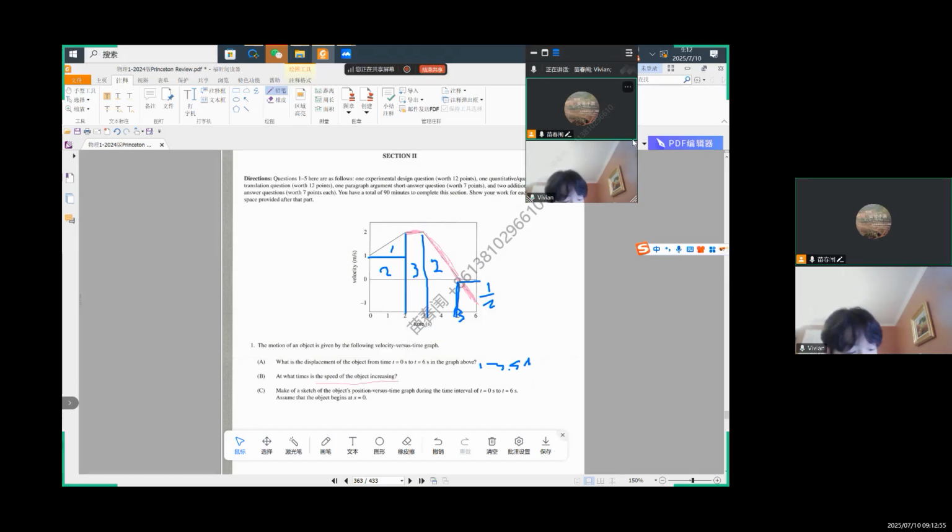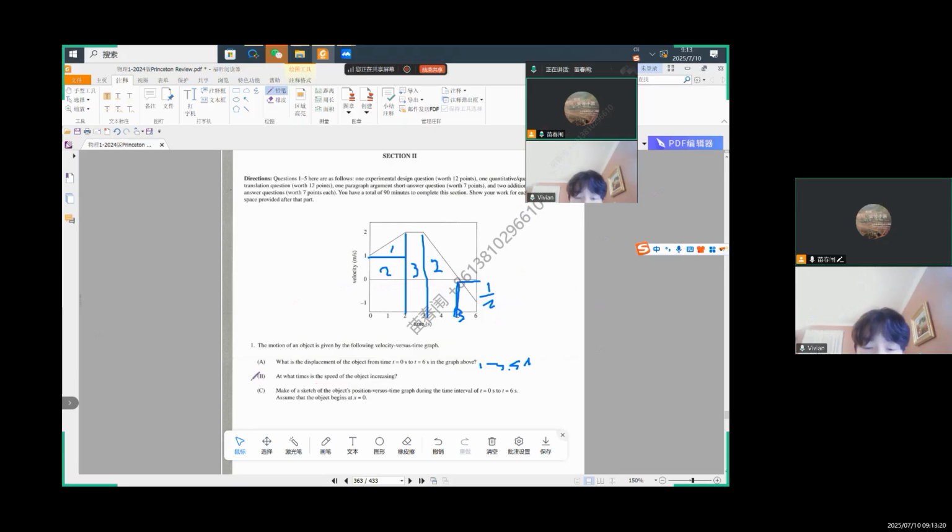Sometimes I get confused. I just mark everything. See? That's -1, -2, -3, right? So it's increasing, right? The magnitude of the velocity is changing. Absolute value is changing. So 2 parts, right? 2 intervals here. C.